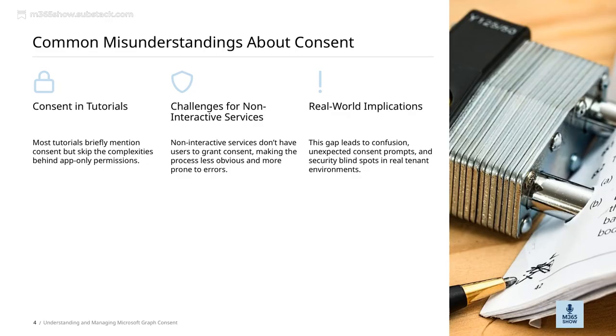Now, for non-interactive services, like background jobs or automated processes, there are no users to grant consent directly. This makes the consent process less obvious and more prone to errors, since these services rely on app-only permissions without a straightforward way for a user to approve them. Many tutorials mention consent briefly, but they often skip over the complexities involved in app-only permissions, things that are crucial to understand for proper security and functionality. So, understanding these nuances is key to managing Microsoft Graph consent effectively and avoiding common pitfalls as we move forward.